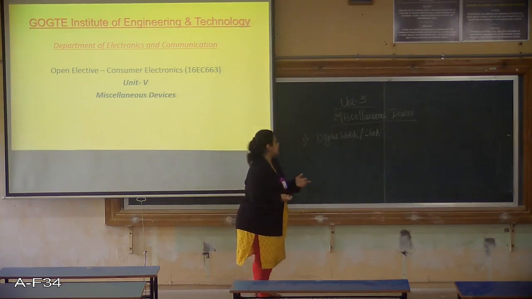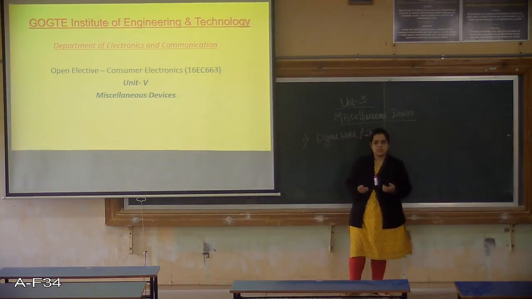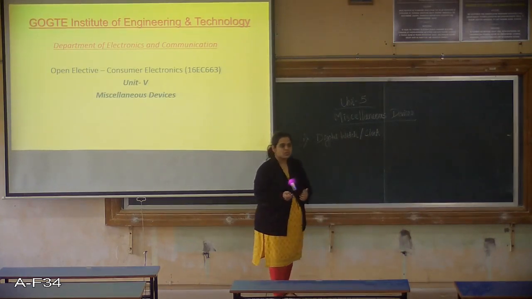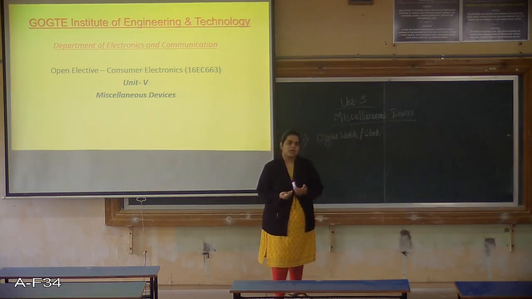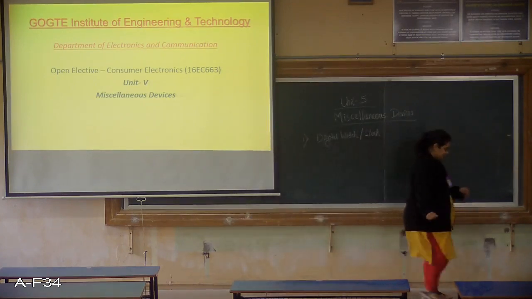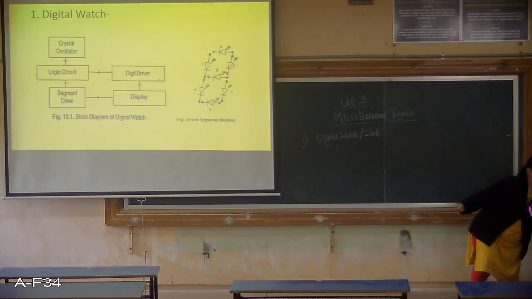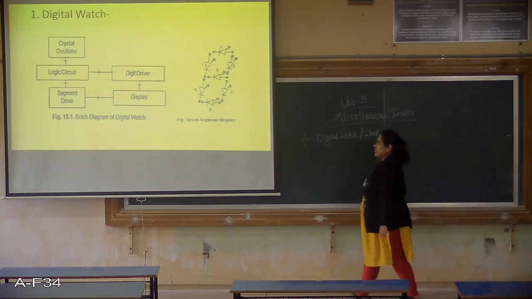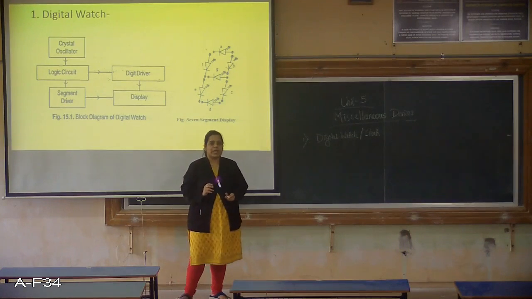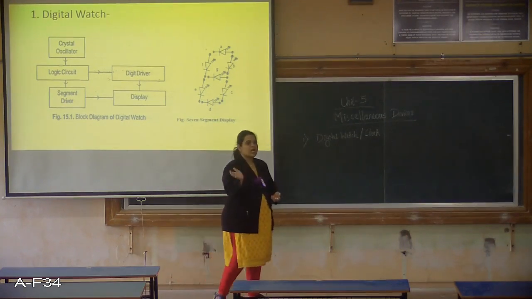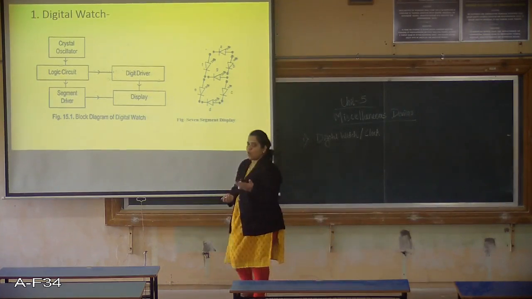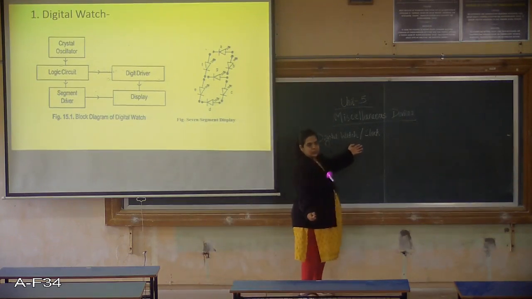So the unit name is miscellaneous devices, the small devices or electronic gadgets that we use in our day-to-day life. Starting with the first topic in this unit, we are going to see the digital watch. As shown on the screen, this is the simple block diagram of a digital watch. But before the block diagram, first we will understand what a digital watch or a digital clock basically is.